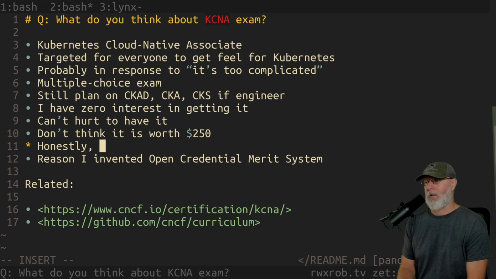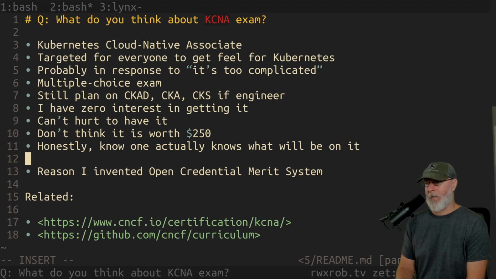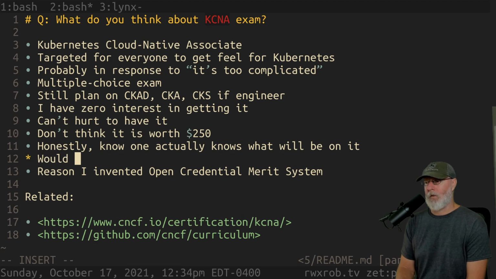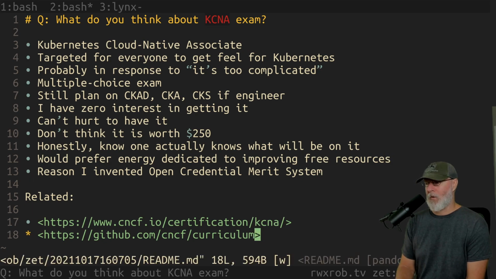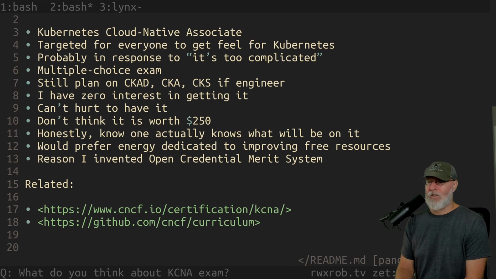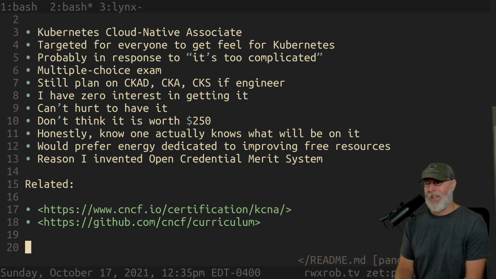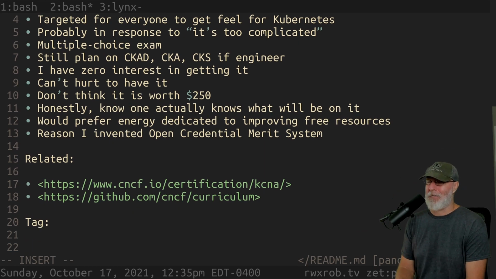Honestly, no one actually knows what will be on it. I would prefer energy dedicated to improving free resources. I mean, there's supposed to be a foundation, right? So the foundation is supposed to have the interests of the users at heart, not the interests of the companies that are members of the foundation, which is just naive. It's naive on my part.